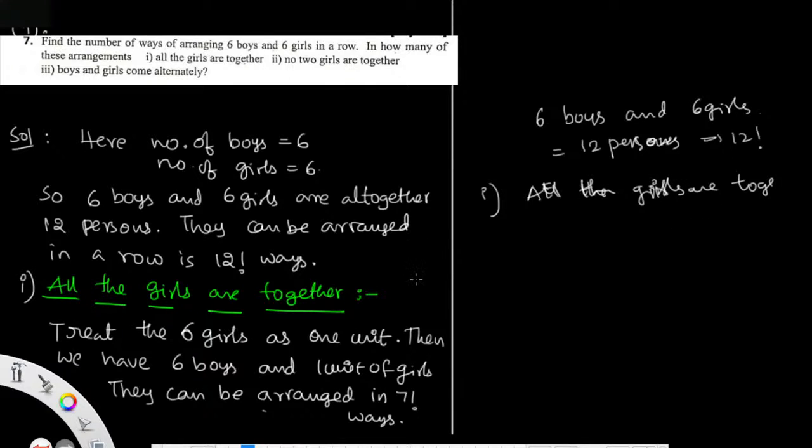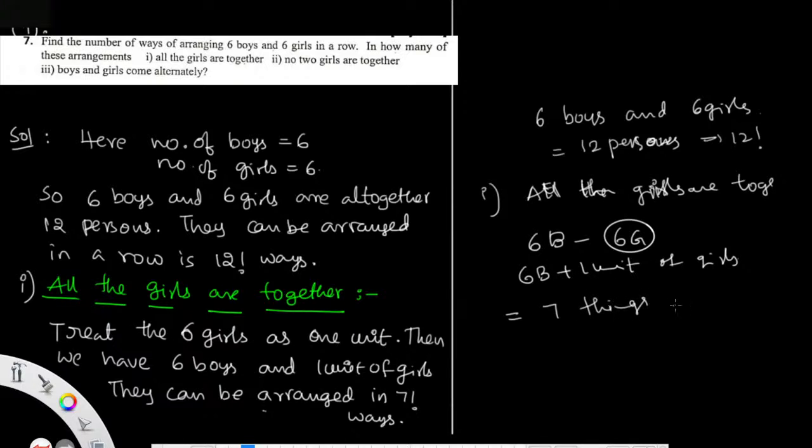All the girls are together means always make a bundle, or treat them as one unit. All the girls means the 6 girls as one unit. Then we have 6 boys plus 1 unit of girls. So totally it becomes 7 things. 7 things can be arranged in 7 factorial ways.